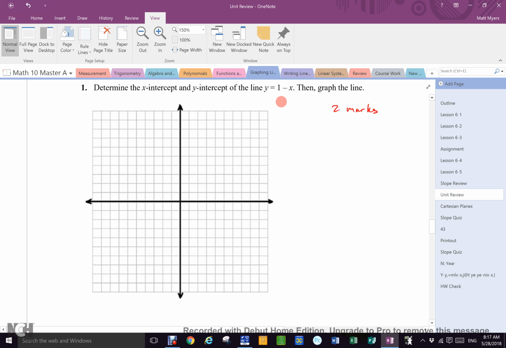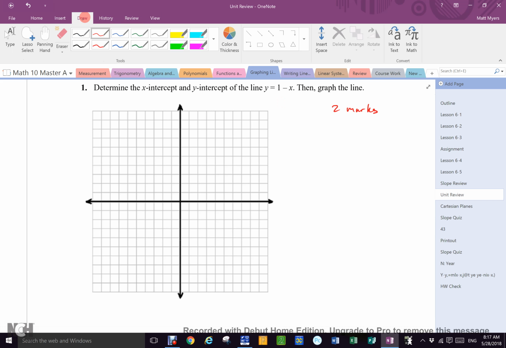Legitimate strategy? Sure, that works. So you could have gone y equals mx plus b, and then you would have had to make that look like that. And to do that, you would have had y equals negative x plus 1, and then you could graph it. What else could you have done?